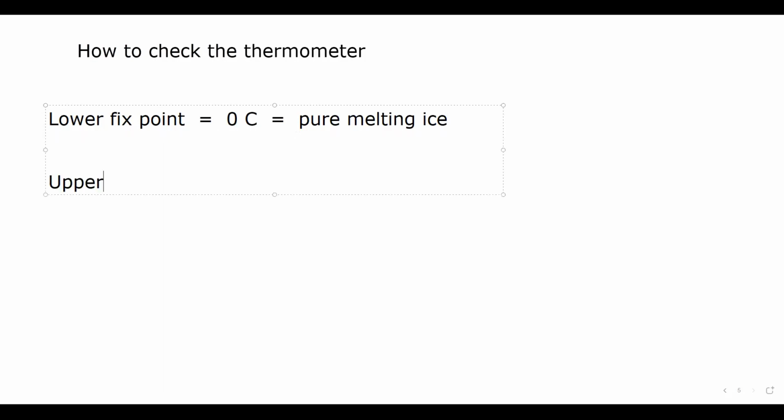And what is the upper fixed point? The 100 degree mark refers to the upper fixed point, and that is the temperature of pure boiling water. So these are the two fixed points of a thermometer. One is called the upper fixed point, and the other is known as the lower fixed point. So whenever they show you a thermometer and ask, what are the two fixed points of a thermometer?